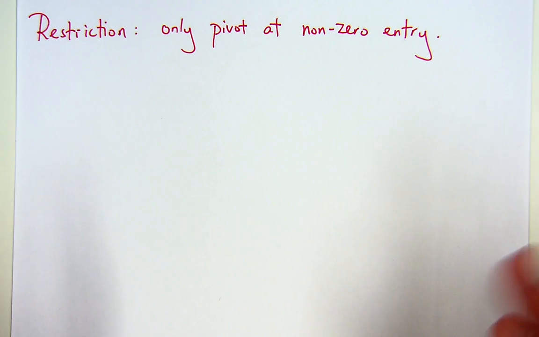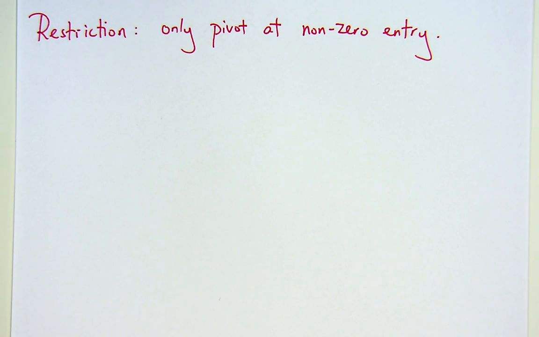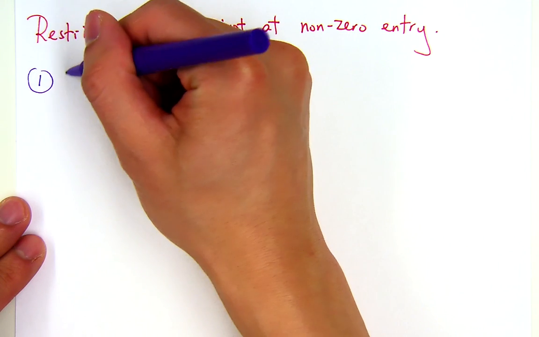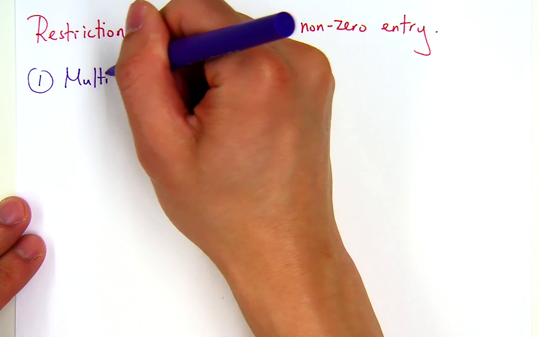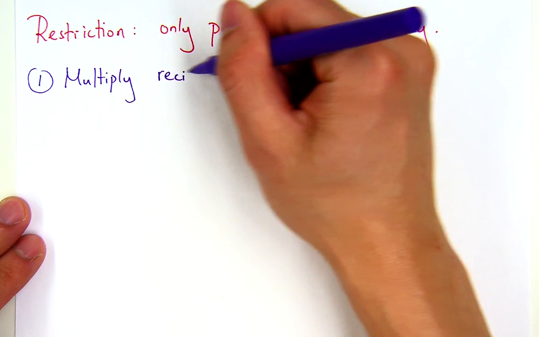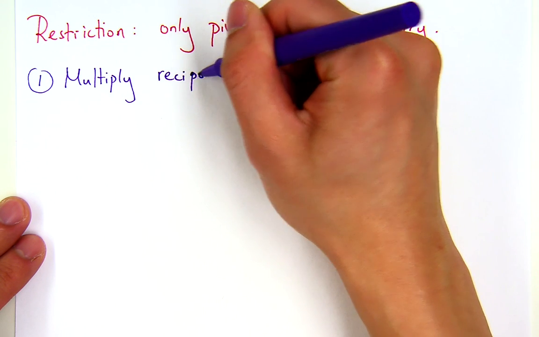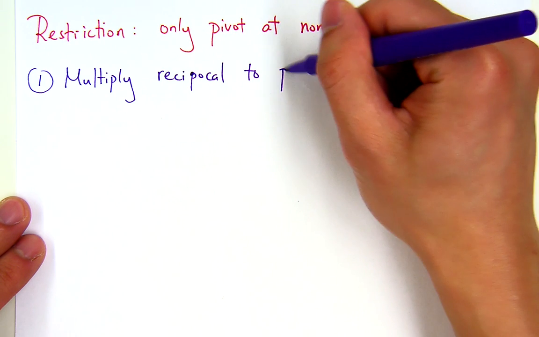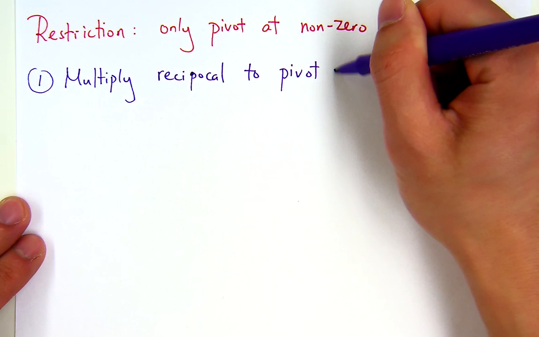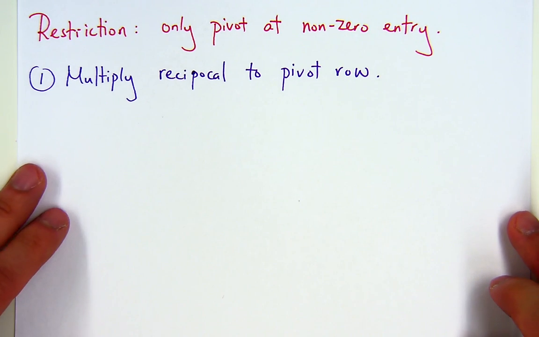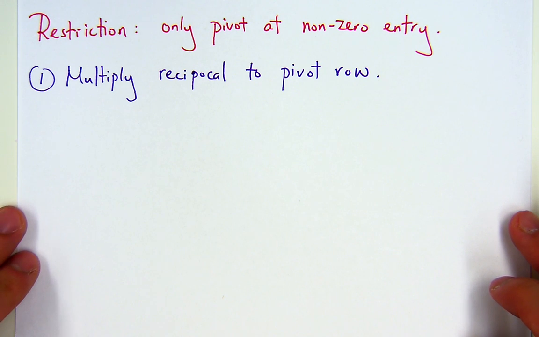For pivoting, there are two major steps. Step number 1 is to multiply the reciprocal of the pivot entry to the pivot row. What does that mean? Well, let's take a look at this example.